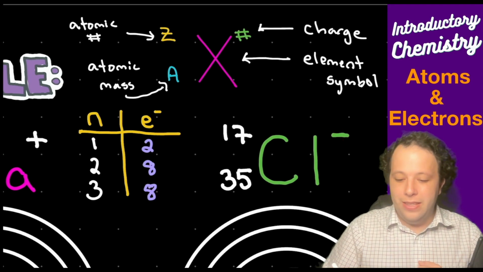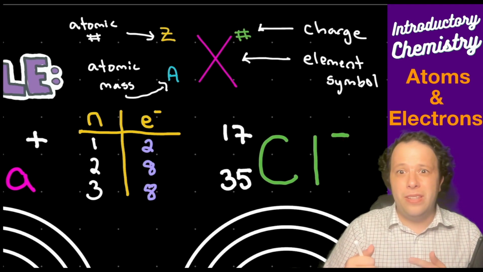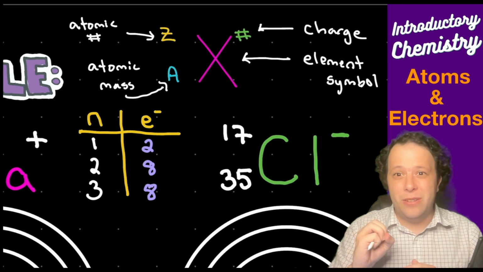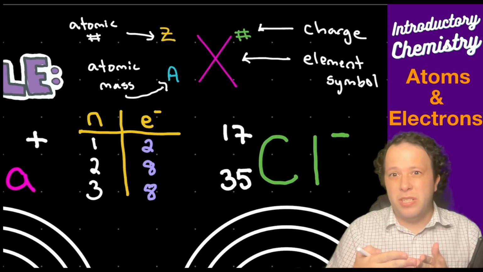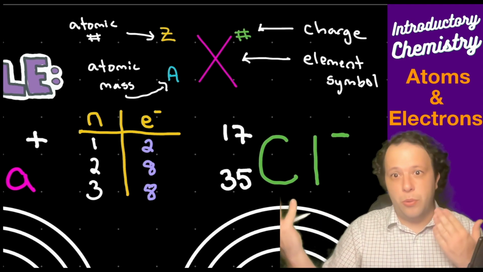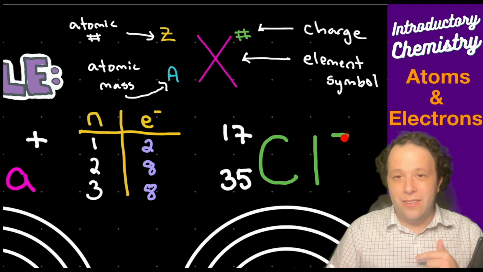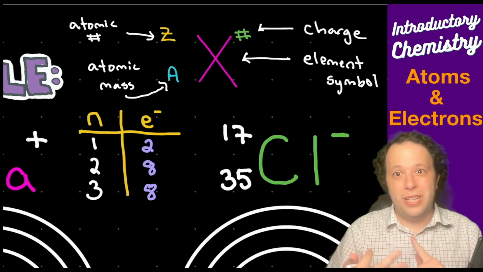It's very common that this will have a charge associated with it. If it's neutral, it's going to be a 0. If it's positive, it'll be like +1, +2, +3, +4, and so on. If it's negative, same idea: -1, -2, -3, -4.